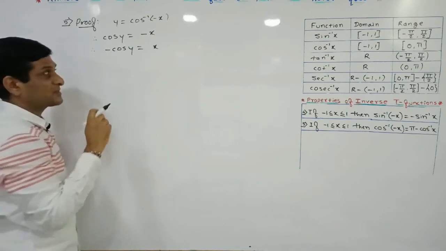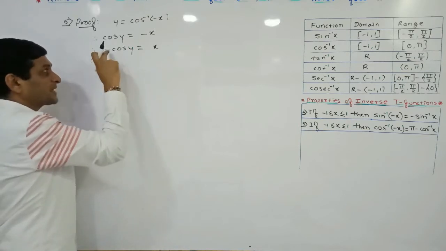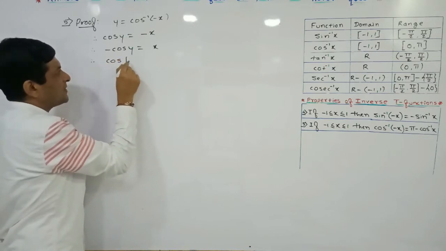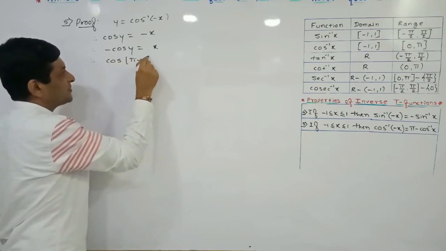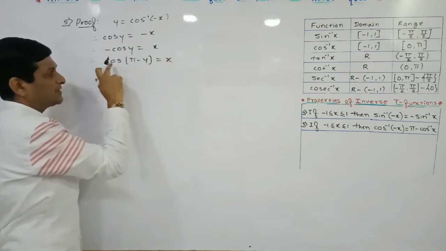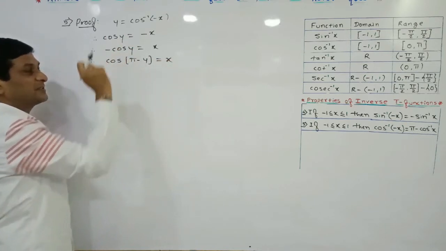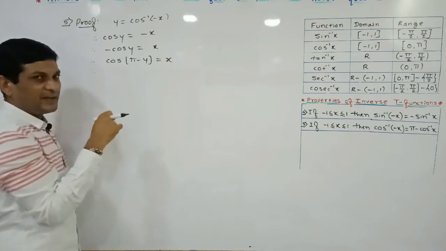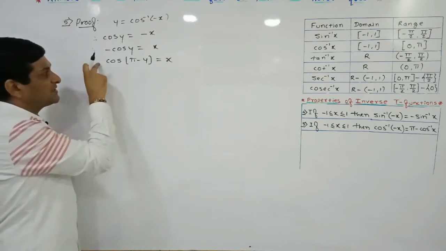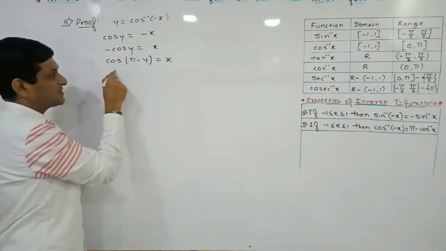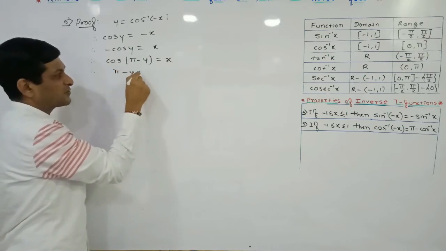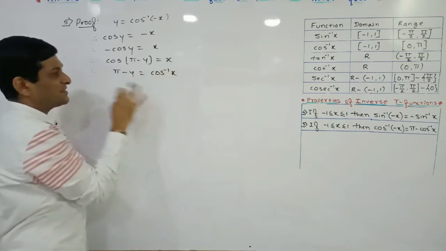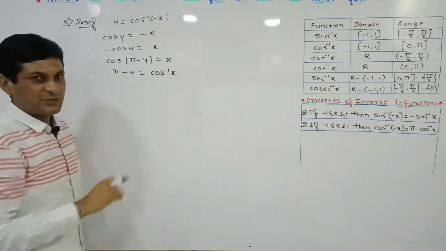Now try to understand the next very important step. Can I say that minus cos y is the value of cos of pi minus y? According to the allied angle formula, we know that cos of pi minus y is nothing but minus cos y. Therefore, now if we take cos inverse on both sides, on this side cos inverse and cos get cancelled, the remaining term is pi minus y, and on this side we get cos inverse of x.